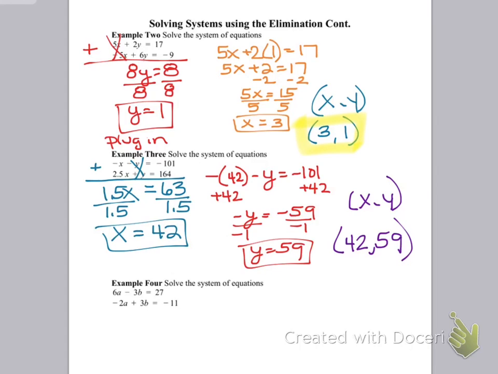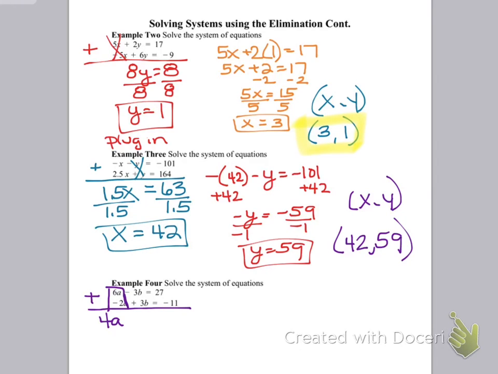Awesome. Another one, right? So let's look. We've got our A's in the same spot, our B's in the same spot, our equal signs in the same spots, and our numbers in the same spot. So we're good. We're going to draw our line, add a big plus sign, and add down. So 6 plus negative 2. That gives us a 4a.